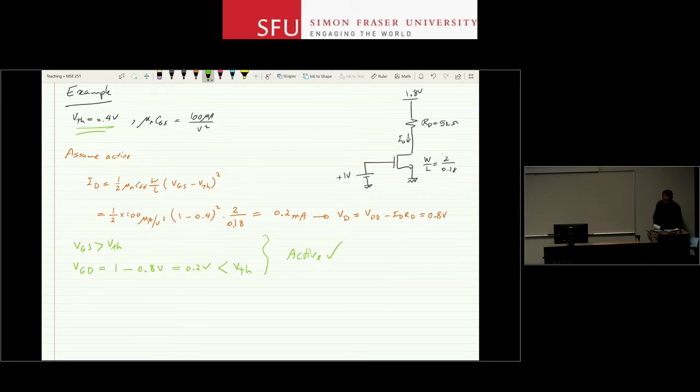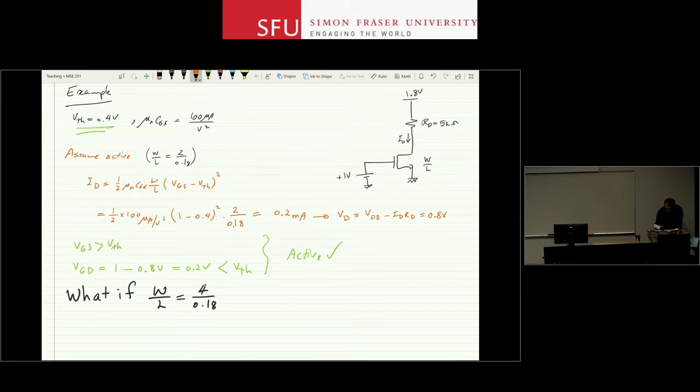Easy to solve. Now, the second part of the question says, what if W over L is 4 over 0.18, right? So instead of what we had here, 2 over 0.18, what if we increase it to 4? So initially, this was 2 over 0.18, and now we increase it to 4.